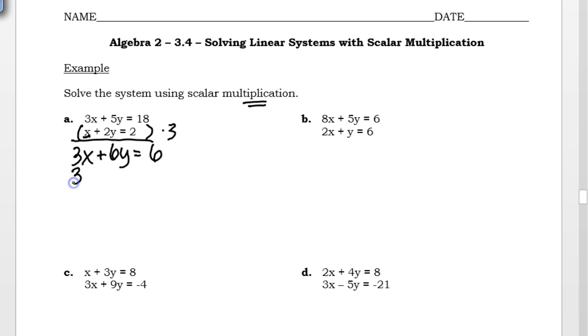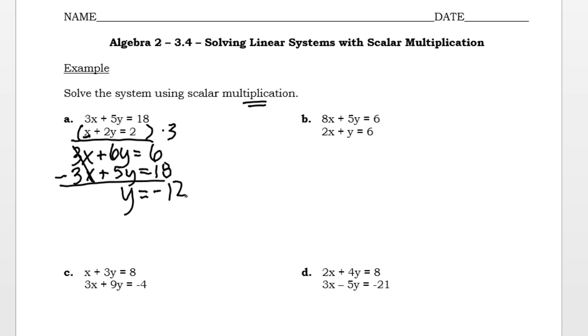I am going to copy that top equation down just to have everything lined up, and now I have a match. And basically, once I make my match with multiplication, I'm doing exactly what I did last lesson. I see a 3x and a 3x. I see a match on my 3's. They are the same sign, so I will subtract these equations. 3x and 3x eliminate. 6y minus 5y is 1y. 6 minus 18 is negative 12. And that's it. Since my coefficient on my y is 1, I don't need to divide.